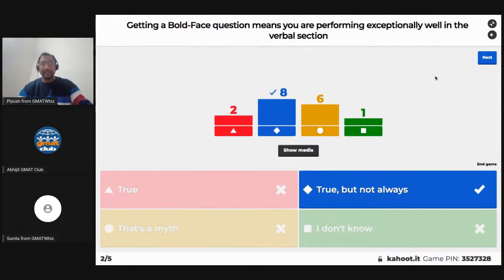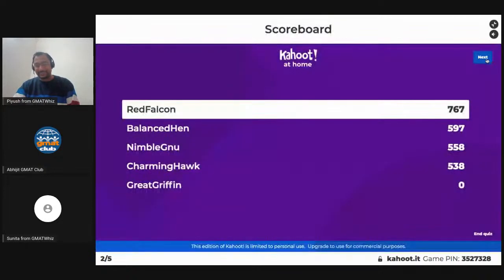The reason for that is, generally, if you get a bold-faced question on CR, that basically means you're doing well on the test, but only if that question is a scored question. Because remember, there are some cases, very few cases, in which a bold-faced question can also be an experimental question. If it is an experimental question, we cannot really know whether we are doing well or not. So in general, it's a good sign, but not always. So that's the right answer, guys.